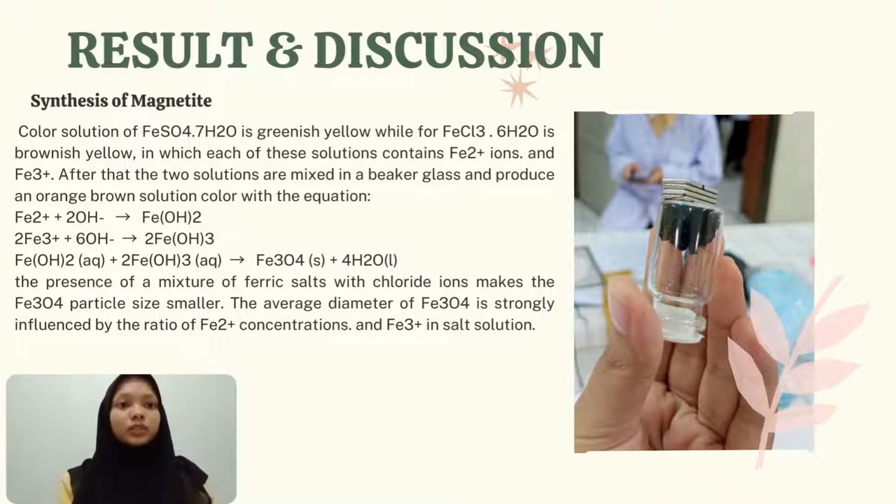After that, the two solutions are mixed in a bigger glass and produce an orange-brown solution color with the equation like that. The precision of mixture of ferric salt with chloride ions makes the magnetite particle size smaller. The average diameter of magnetite is strongly influenced by the ratio of iron 2 plus ion concentration and iron 3 plus ions in a salt solution.